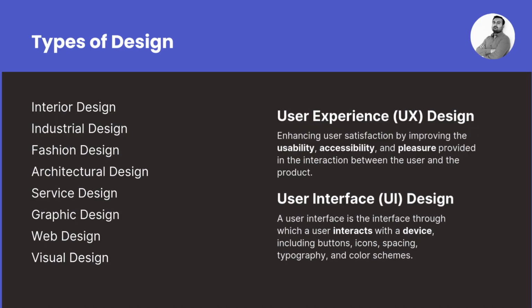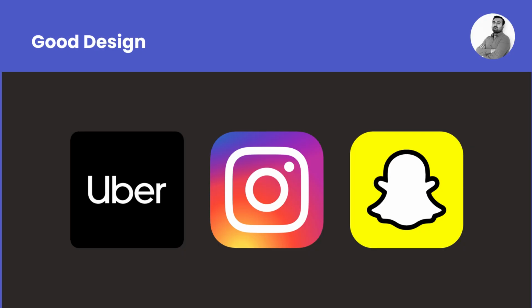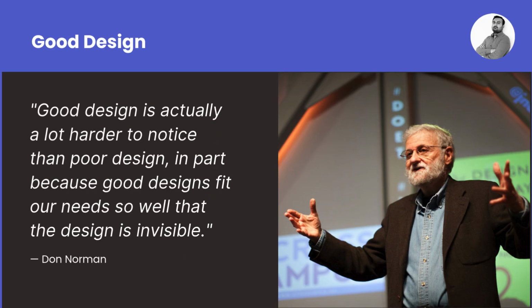Now that we are aware of types of design, let's have a look at what makes a good design. When you open apps like Uber, Instagram, or Snapchat, everything just seems to be working perfectly. You find what you need and you don't have to think too hard, and it feels good. That's good design. As Don Norman said, good design is actually a lot harder to notice than poor design, in part because good design fits our needs so well that the design is invisible. And that's the goal of great UX, to make design feel natural and not forced.